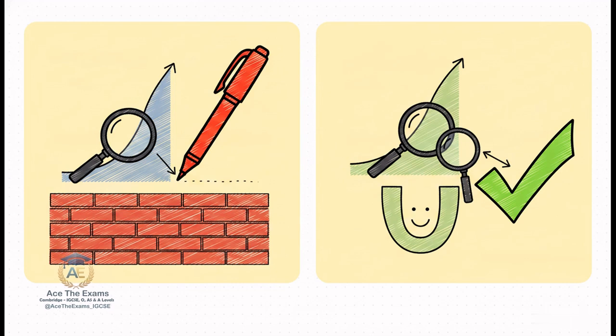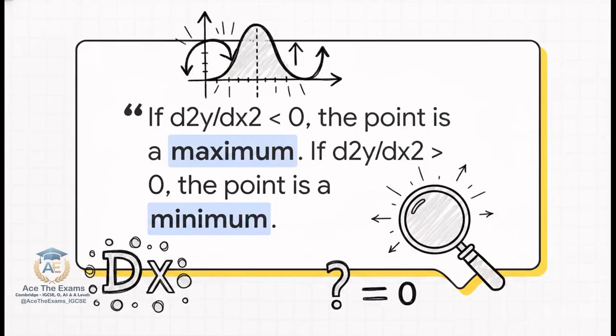The flawless answer on the right shows exactly what Cambridge demands. You find where dy by dx equals 0, and then you actually calculate the second derivative, d squared y over dx squared, to rigorously prove its exact nature. And this brilliantly illustrates that flawless method. To quote the core logic directly, at a stationary point, if d squared y over dx squared is less than 0, it's a maximum. If it's greater than 0, it's a minimum. You have to use the second derivative test to lock in those final justification marks.